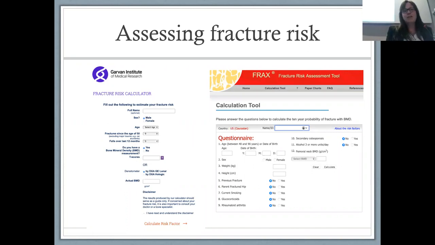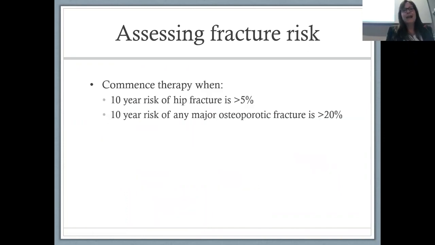So every fracture risk should be assessed. And if the 10-year risk of a hip fracture is greater than 5% and the 10-year risk of any major osteoporotic fracture is greater than 20%, that's when we treat.